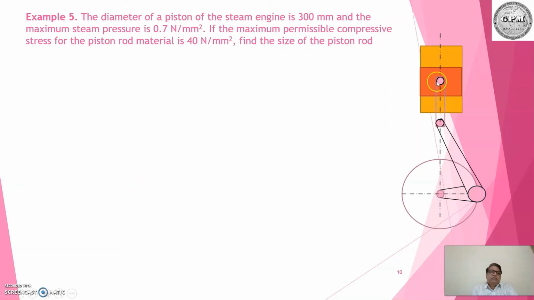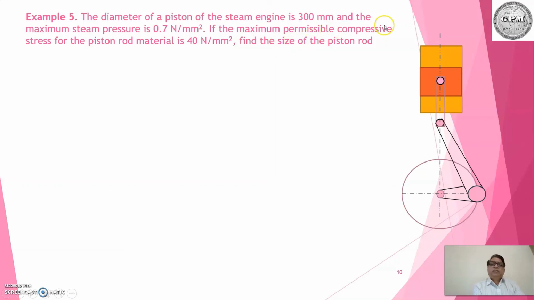And the maximum force which you are transmitting, you can calculate by multiplying the internal pressure by the area. So when you multiply pi D square by 4, where capital D is the diameter, the area of the piston multiplied by the steam pressure, you can find the force.